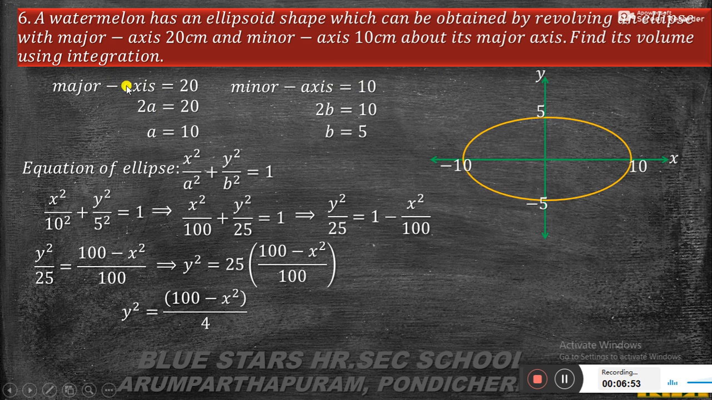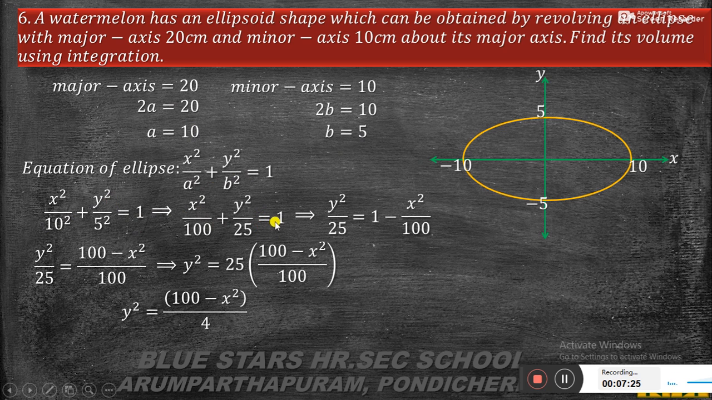The length of the major axis is 2a. 2a equal to 20 means a equal to 10. The length of the minor axis is 2b. 2b equal to 10, so b equal to 5. So the equation of the ellipse, we know, is x square by a square plus y square by b square equal to 1. Here a square is 10 square and b square is 5 square. So x square by 10 square plus y square by 5 square equal to 1 means x square by 100 plus y square by 25 equal to 1.